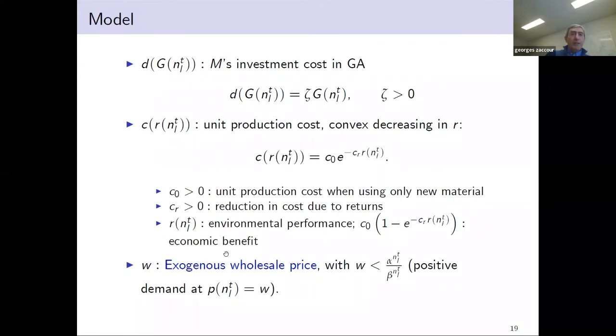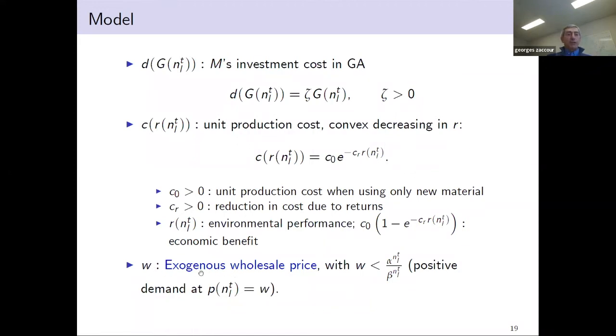So what are the benefits of the returns? We can think of the returns themselves as the environmental performance. Instead of having batteries ending in the landfill, they are ending at the right place. So this is the environmental performance. Now, in terms of economic benefit, it is given by this. So instead of producing with C0, we are producing with C0 multiplied by this difference. Okay.